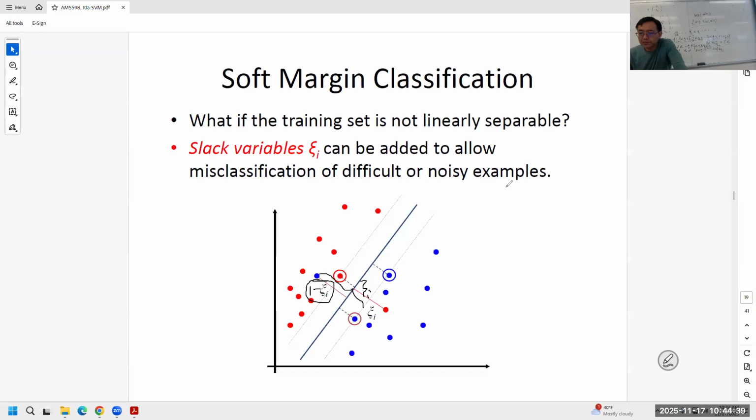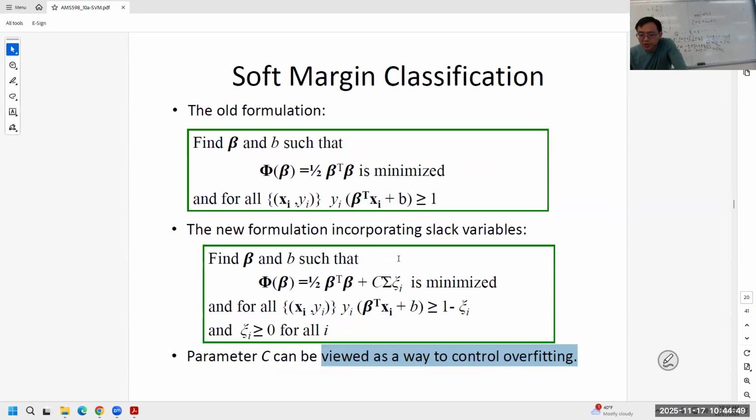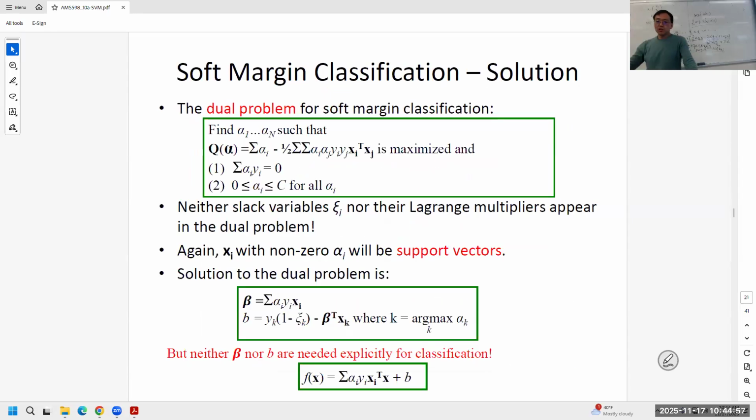Hopefully now it makes sense to you. By introducing this psi, we allow points to cross the boundary. If they cannot be perfectly separated, then using this soft margin, we can handle that. So this problem is called soft margin classification.